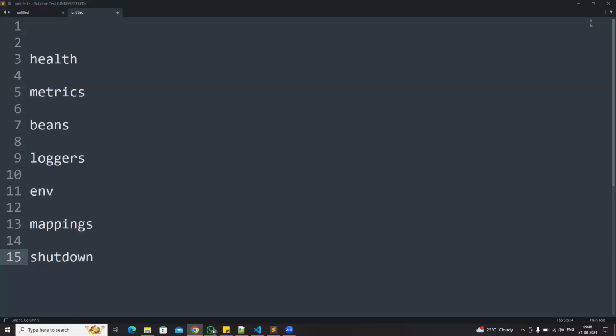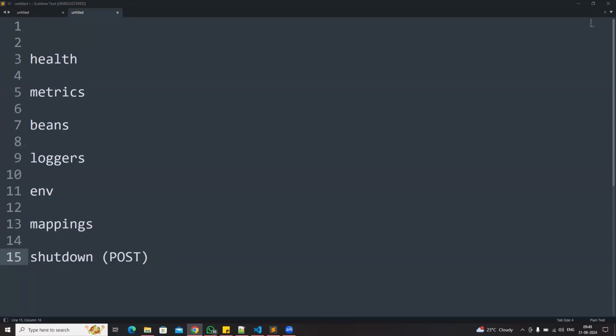So by using shutdown endpoint, we can stop the application, but by default, shutdown endpoint is not enabled. So we need to enable the shutdown endpoint manually. And all the endpoints are mapped to get request, guys. Only this shutdown endpoint is mapped to post request.